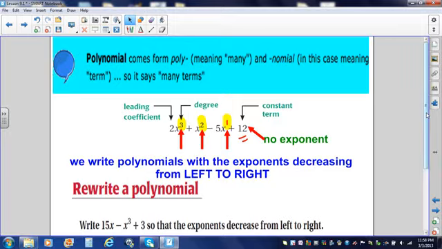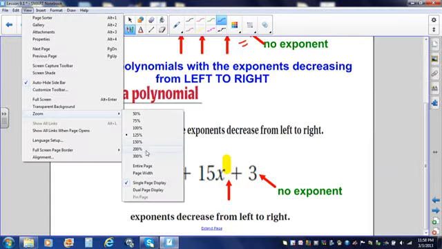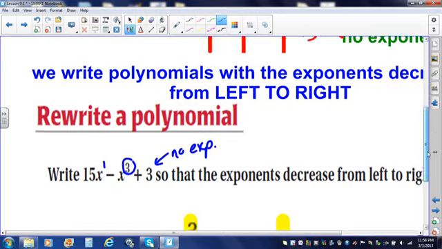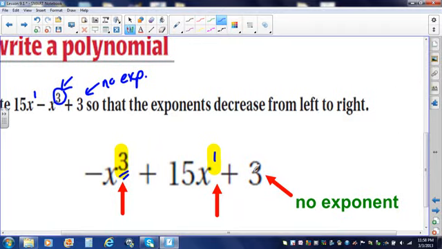So let's practice one. If you're asked to rewrite this polynomial, we do it so the exponents decrease from left to right. So if I zoom in, you should be able to see this has an exponent of 3, this has an exponent of 1, and there is no exponent here. So when I write them in order, this is my largest exponent, 3. So I have negative x to the third. This is an invisible exponent of 1. And I write my constant at the end, no exponent.